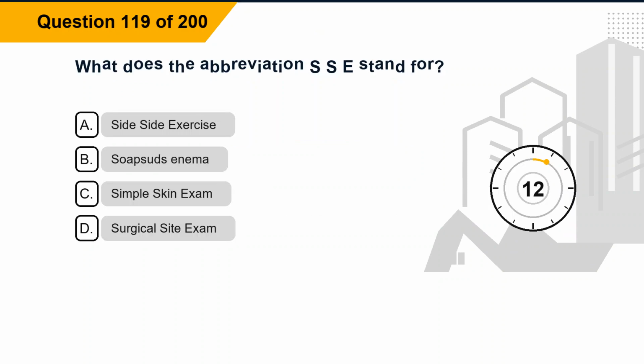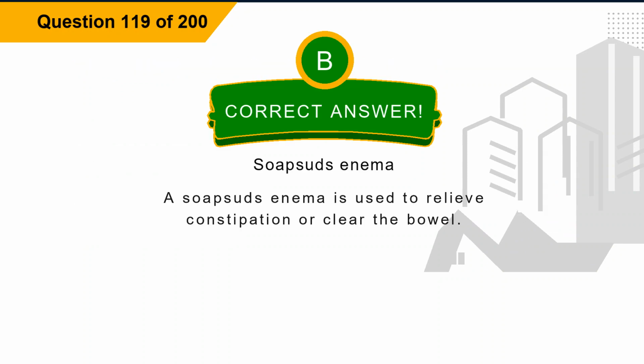Question 119. What does the abbreviation SSE stand for? Option A, side-side exercise. Option B, Soapsuds enema. Option C, simple skin exam. Option D, surgical site exam. The correct answer is option B, Soapsuds enema. Explanation. A Soapsuds enema is used to relieve constipation or clear the bowel.